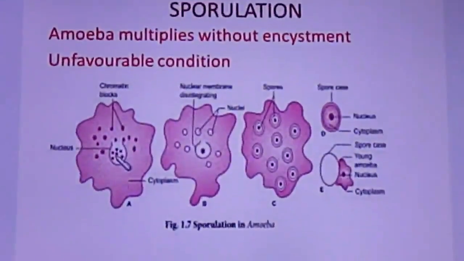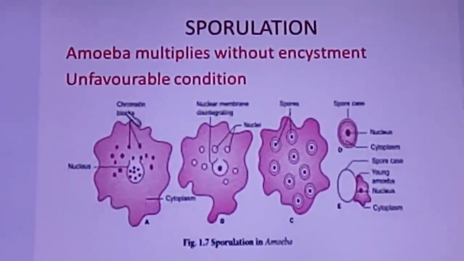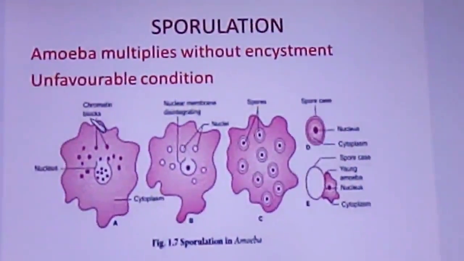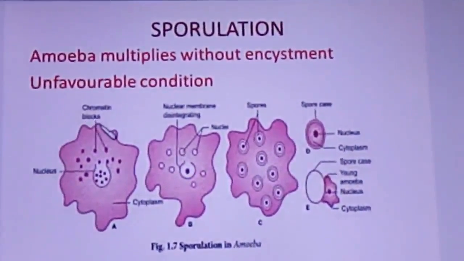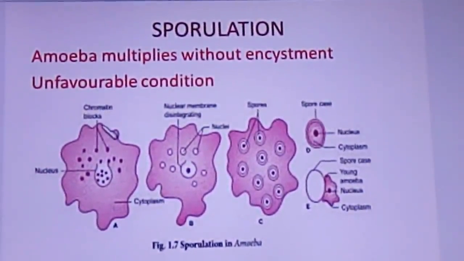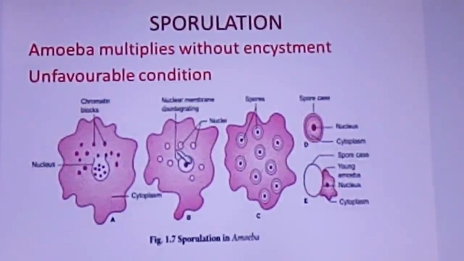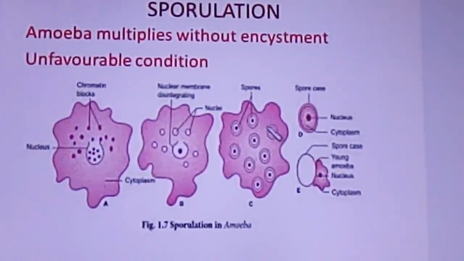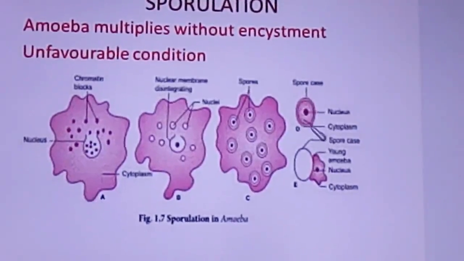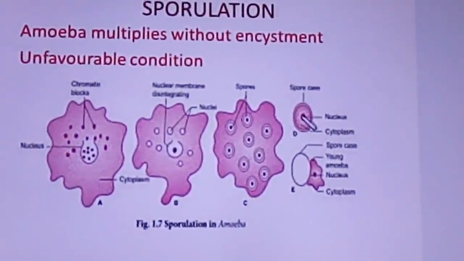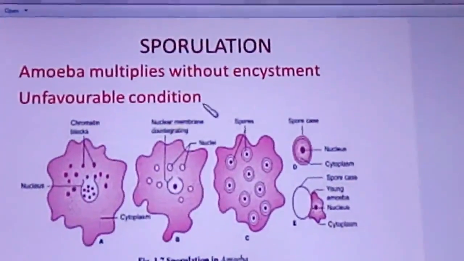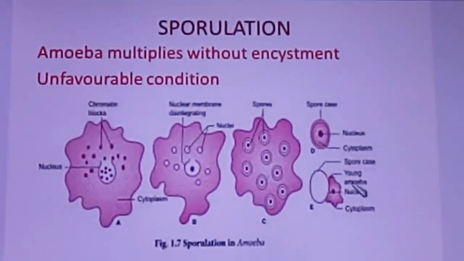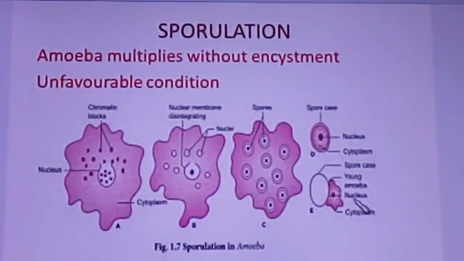The only thing is that the nucleus splits into many fragments. These fragments are called chromatin blocks. These chromatin blocks are encircled by cytoplasm, and it is completely covered by a spore cyst. This spore case encircles each of the nuclei. This sporulation also takes place only during unfavorable conditions. When the condition becomes favorable, the spores rupture and release the amoeba. So this is one type of reproduction.